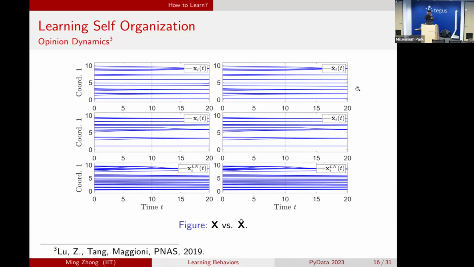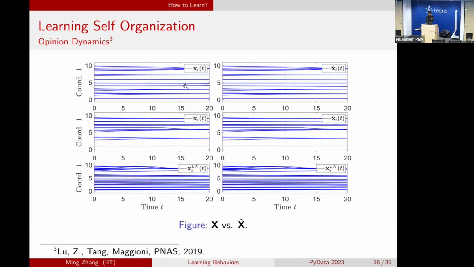At large times. Okay, and I want to point out that the first row is only taken from the training data. So the initial condition we have already seen, but the last row is an initial condition that we have not seen. In fact, this is a system of 40 agents.